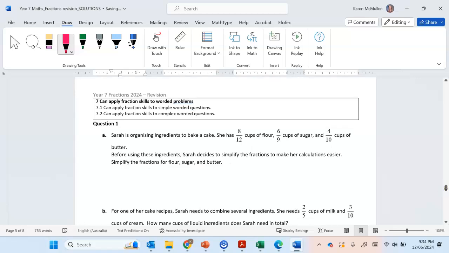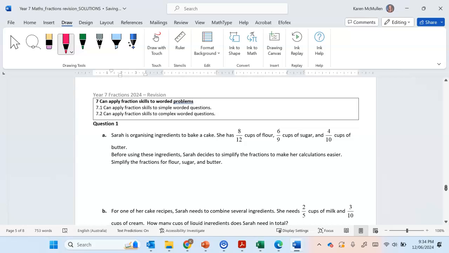Last success criteria is worded problems. So we've got 2 questions here. Perhaps have a go at doing them if you like before listening to me. I am going to go through both of them though, but have a go maybe and then you can watch and see how you went. All right, Sarah is organising ingredients to bake a cake. She has 8/12 cup of flour, 8/9 cups of sugar and 4/10 cups of butter. Before using these ingredients, Sarah decides to simplify the fractions.